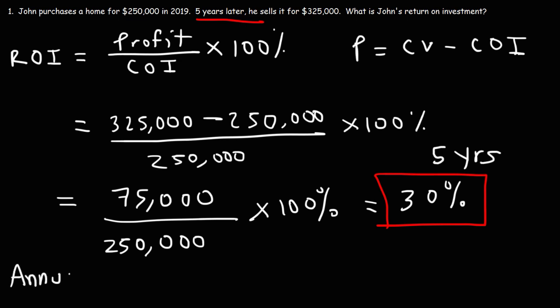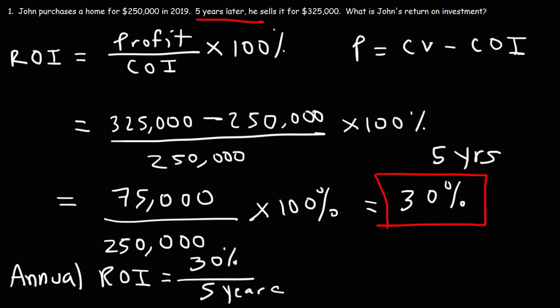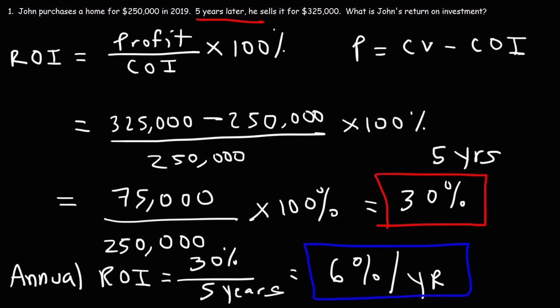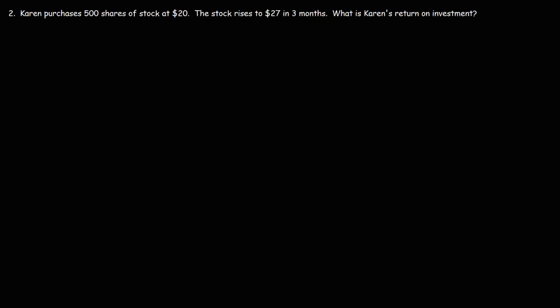So the annual return on investment, his annual ROI, if we were to average it out, we could take the 30% and divide it over the period of 5 years. So on average, the value of his home was increasing by 6% per year, without taking into account any effect of compounding. Now let's move on to our next problem.